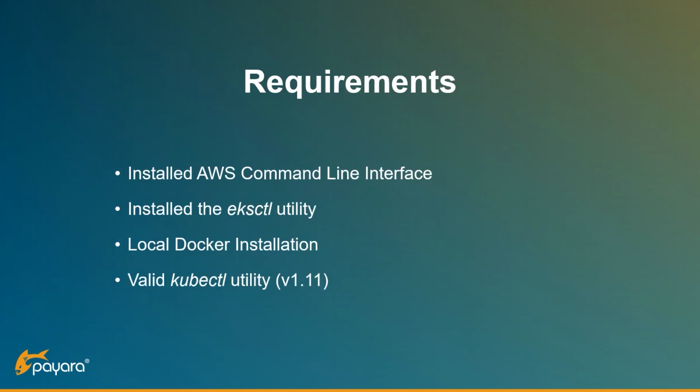So, in order to execute these instructions on your end, you will be required to have installed the Amazon Web Services command line interface utilities on your local machine. You will also be required to have access to the eksctl utility, which is a separate utility used by the EKS service to interact with existing clusters and create new clusters. You will also be required to have a local Docker installation because we'll create our own Payara Micro image. And lastly, you will be required to have a valid kubectl utility. For the purposes of this example, we'll use version 1.11, but on your end, you can use any version you want.